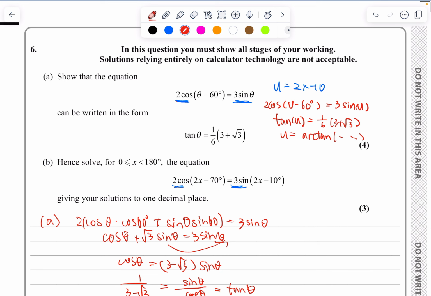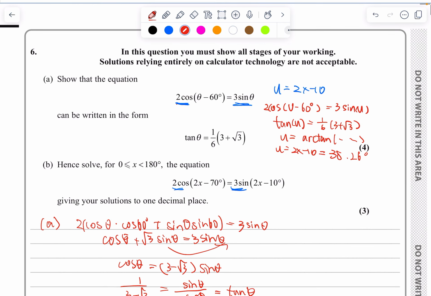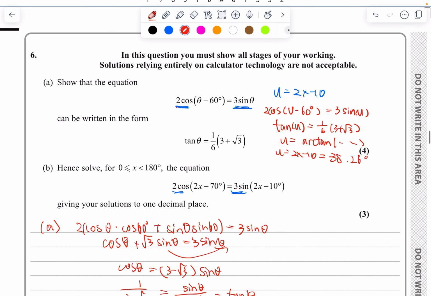And of course it's degrees, so I have to do this. I get u equals 2x minus 10 equals around 38.26 degrees. Okay, let's just write two decimals first, because we will need it. Then that means 2x equals 48.26 degrees. So that means x equals 24.1 degrees.